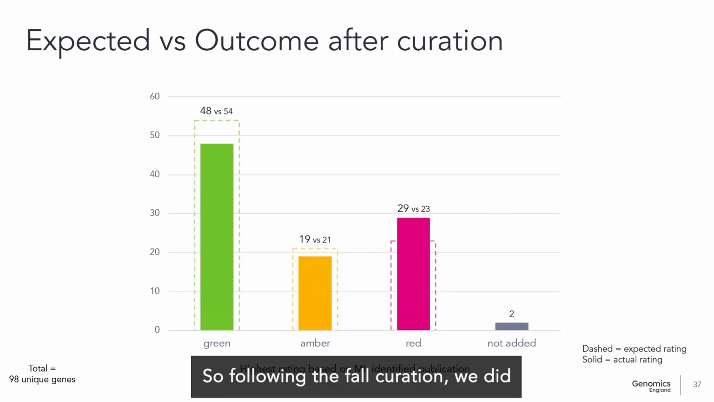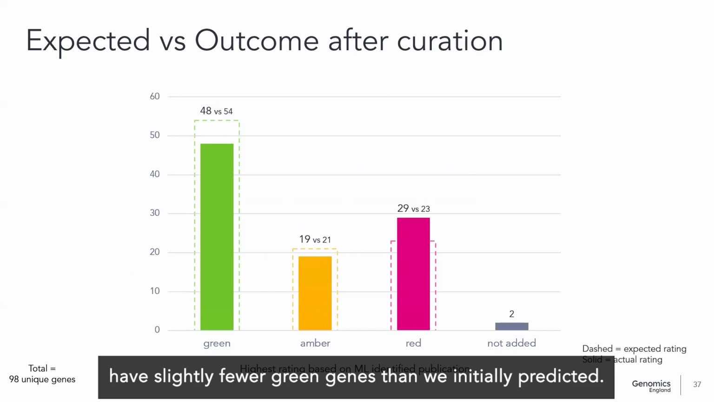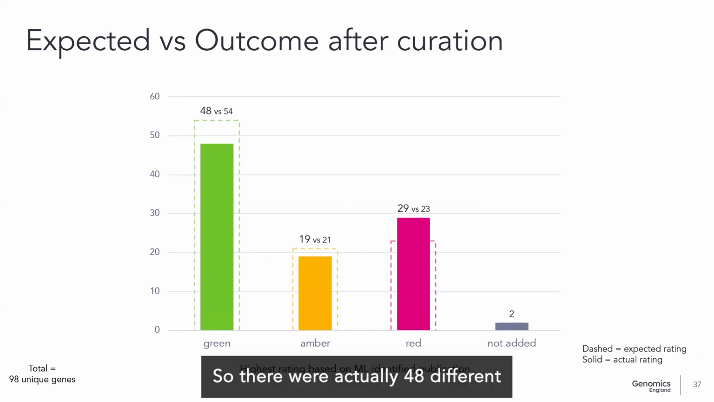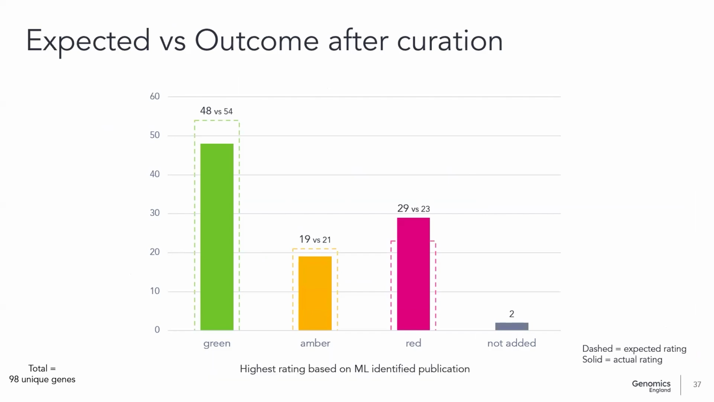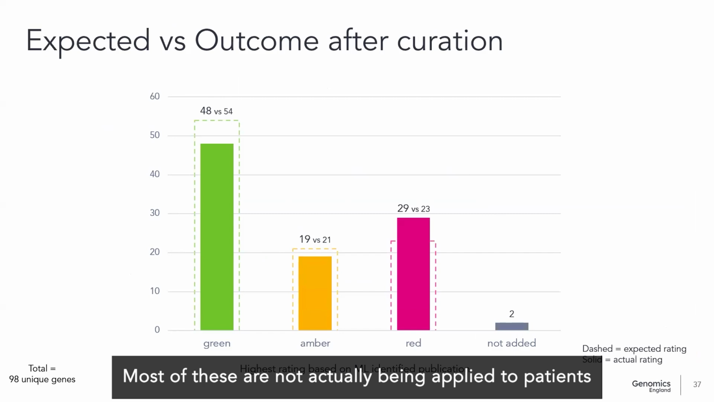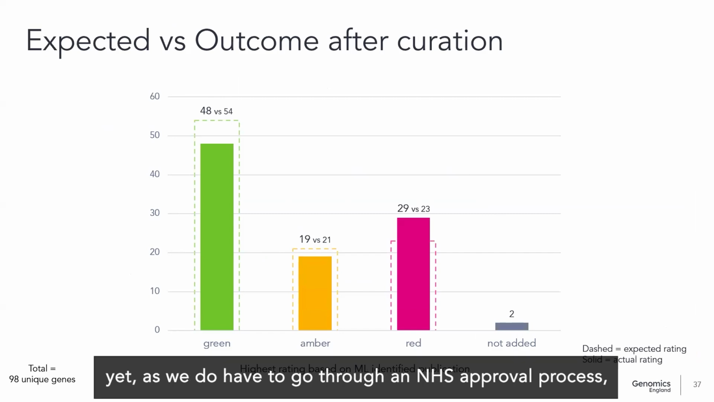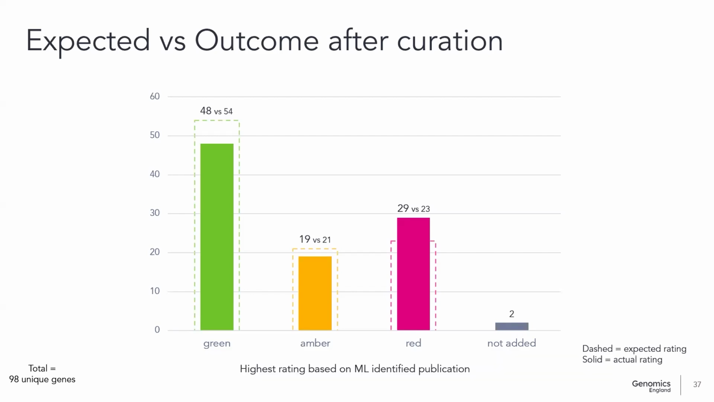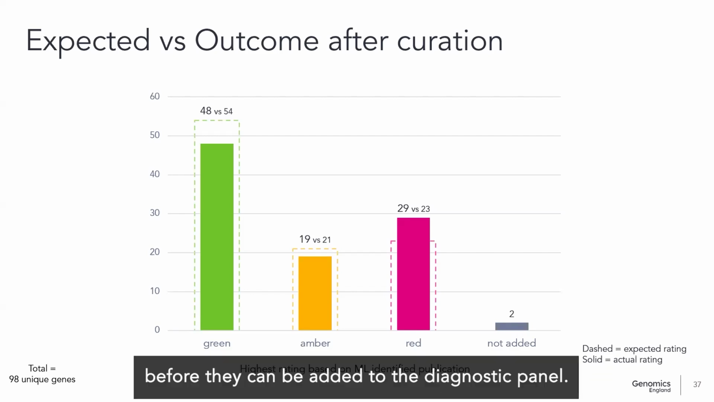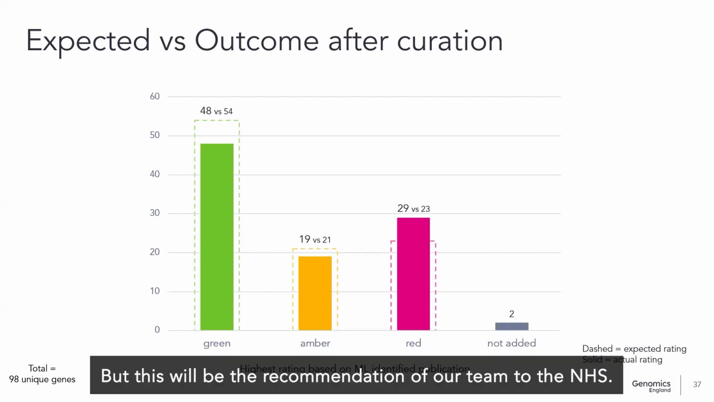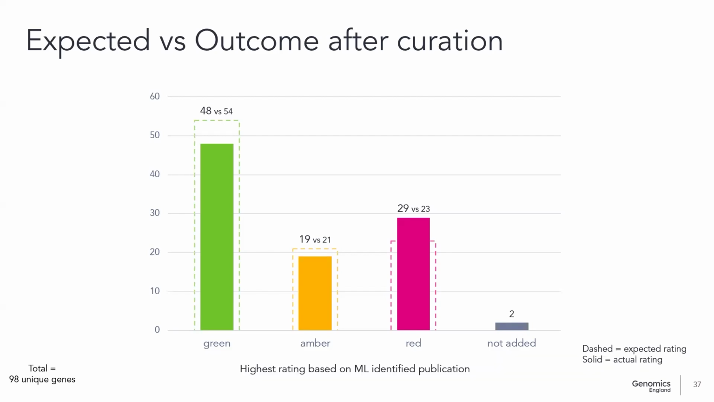Following the full curation, we did have slightly fewer green genes than we initially predicted. There were actually 48 different new green genes that we added. Most of these are not actually being applied to patients yet, as we do have to go through an NHS approval process before they can be added to the diagnostic panel. But this will be the recommendation of our team to the NHS.